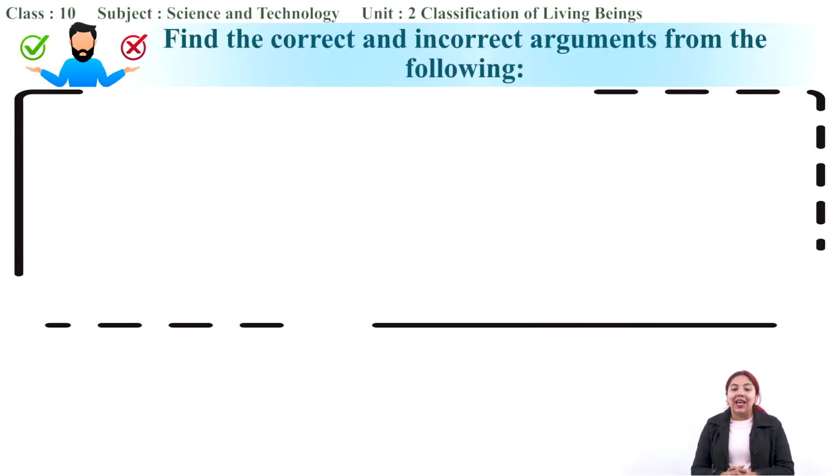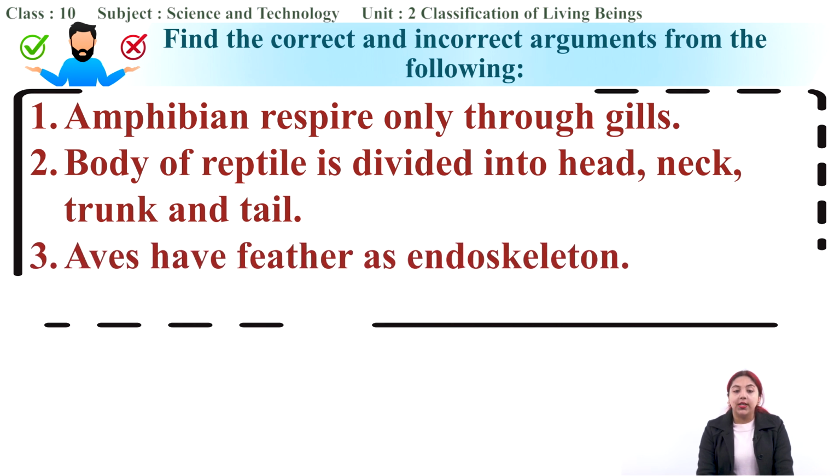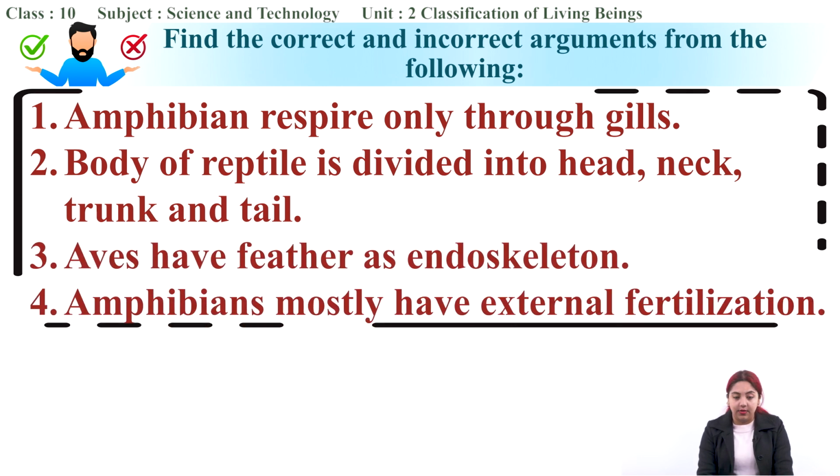Now I have four arguments for you guys, and you have to see which is correct and which is incorrect. The first argument is amphibians respire only through gills. Is this correct?